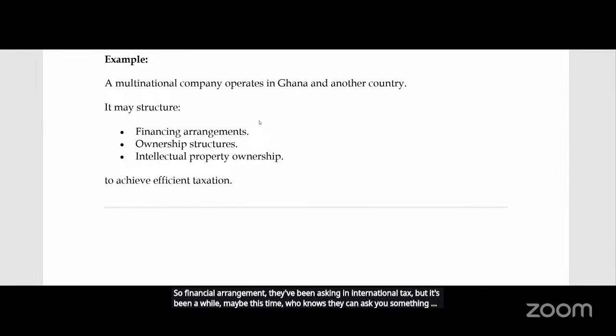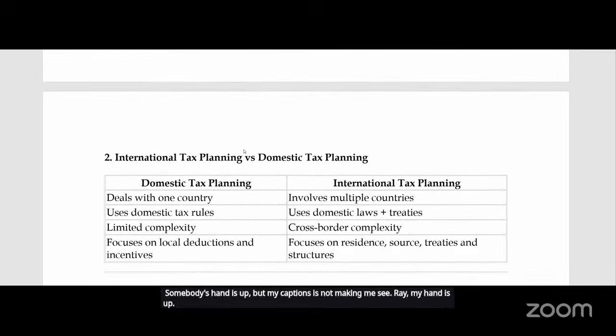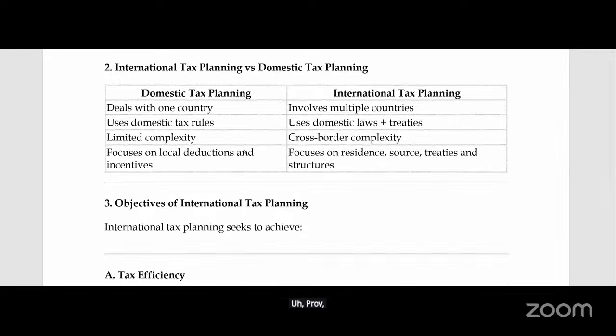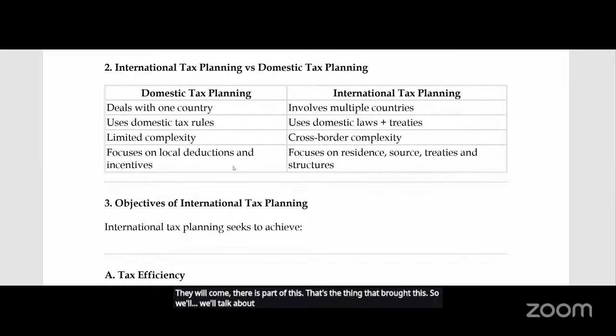Somebody's hand is up, but my captions are not letting me see. Ray, my hand is up. Prof, I thought we were doing Pillar 2. Then we will come there. It's part of this. That's the thing that brought this. So we'll talk about it. Okay. I just want to talk about it once because I don't want it to be here and there.